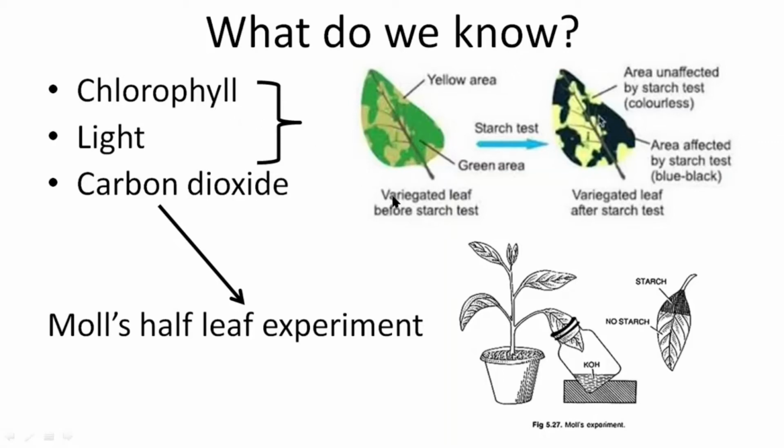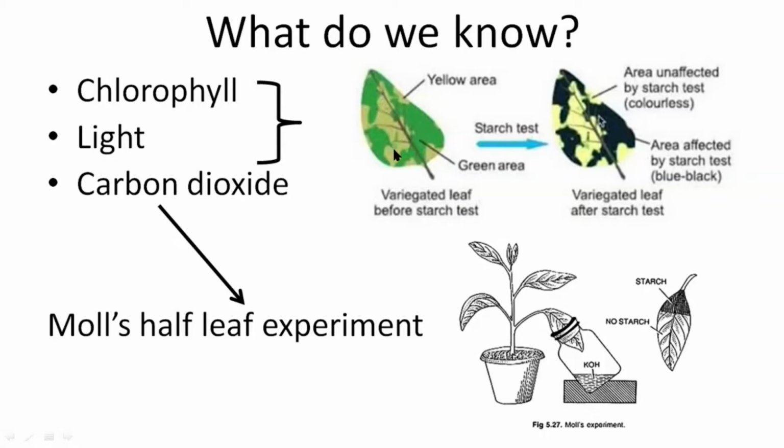For that, we require a variegated leaf. If you look at this leaf, there are patches of pigments. There are certain areas that are green in color. In the same leaf, there are certain areas which are non-green in color. Those that are green in color represent the presence of chlorophyll, whereas those that are non-green in color show the absence of chlorophyll.